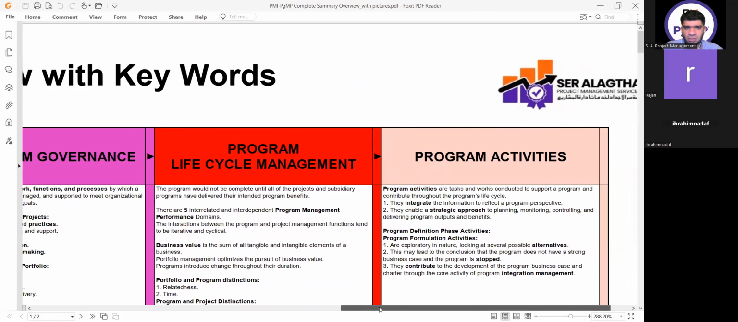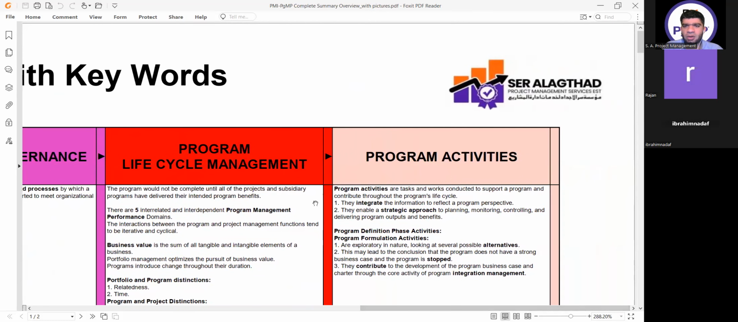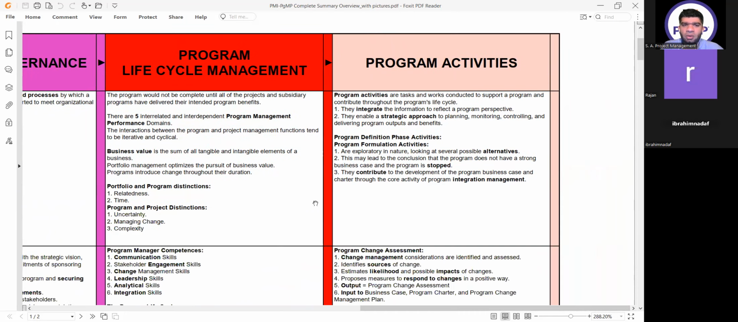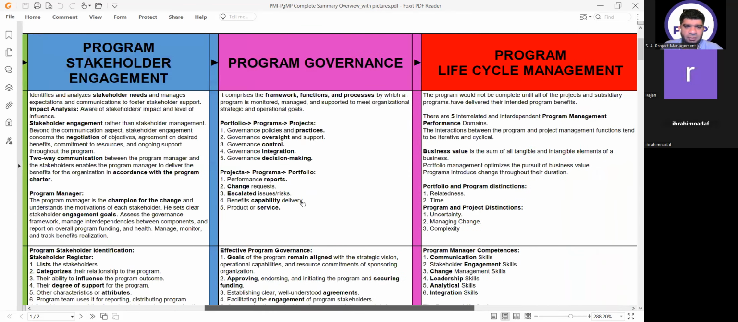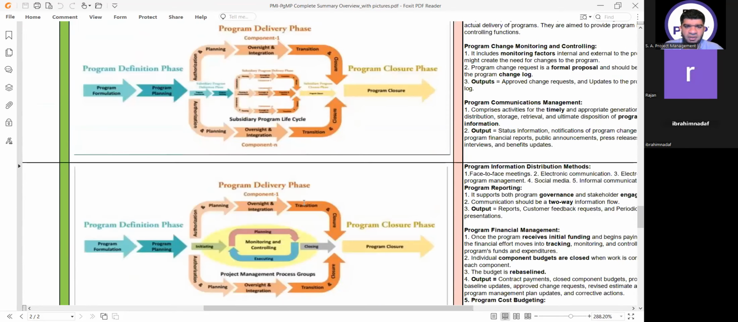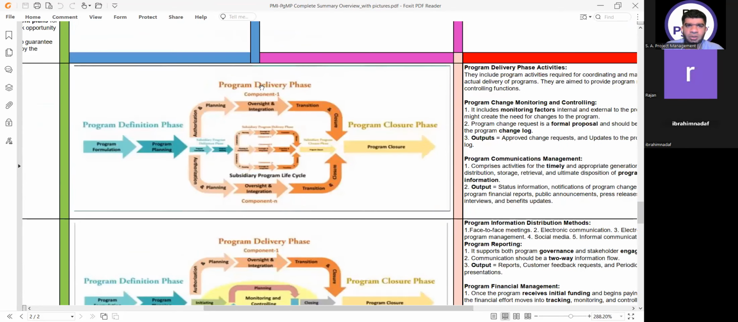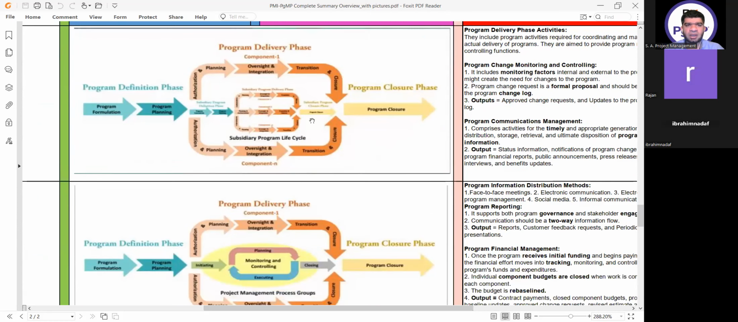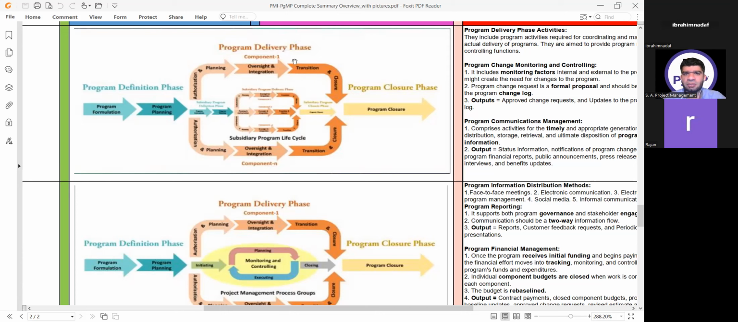No. So for the program lifecycle, I will not go into the details in this call, otherwise the other 4 domains will get confused. For the program lifecycle, we just have to remember we have 3 phases: program definition phase, program delivery phase, program closure phase. Under the program definition phase, we have program formulation subphase and program planning subphase. In the program formulation and then in the program delivery phase, we are talking about the complete life cycle of every component.